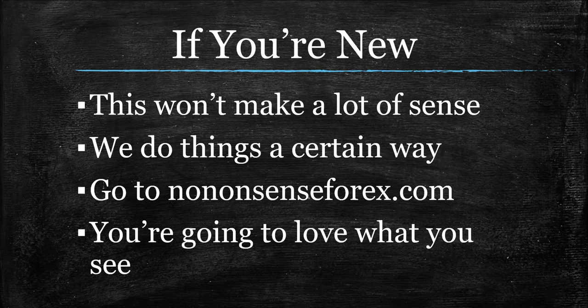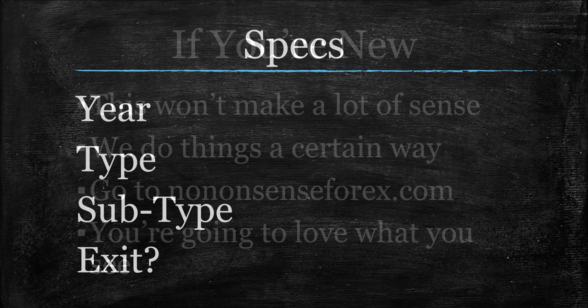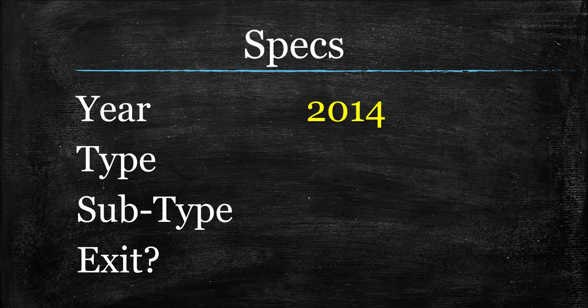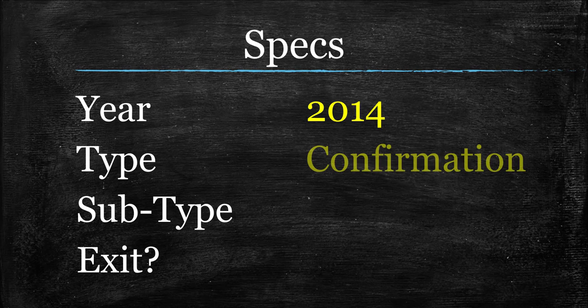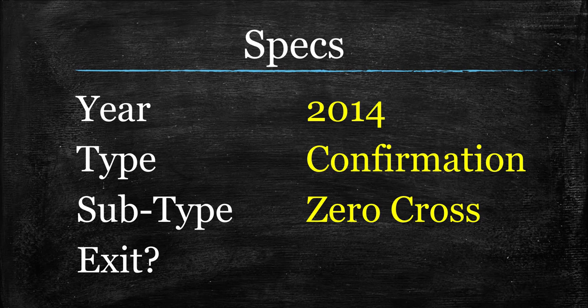Now, for those who are caught up, let's go ahead and jump into the specs of the Forecast Oscillator. The year is going to be 2014, well within the 1996 and on threshold we like to see here at the channel. We're going to be dealing with a confirmation indicator, a zero cross, which is nice. I don't think we've done a zero cross in a while. And with zero cross indicators, I don't think they're very good as exits. You can probably skip that level of testing if you wanted to, but that part is up to you.